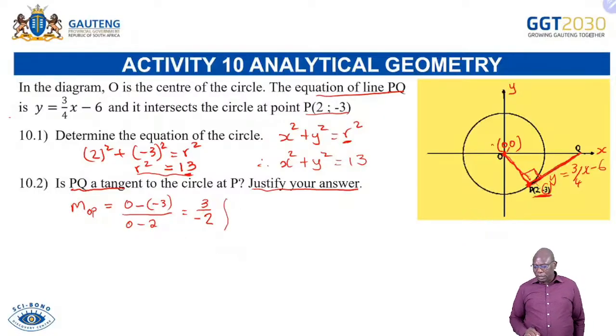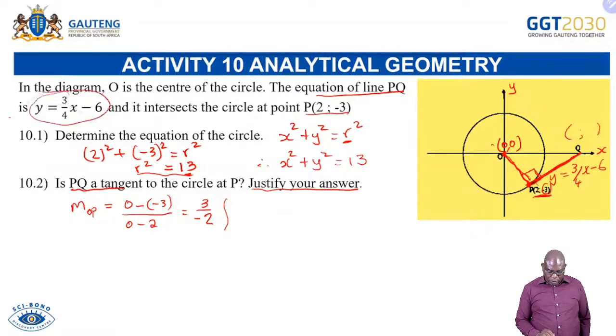Let's get the gradient of PQ. What are the coordinates of P here? Right. I don't know. But what do I know? I know that this line here is the equation of that line, and the value here is the gradient. So meaning that the gradient of PQ, I know it. I'm given 3 over 4.